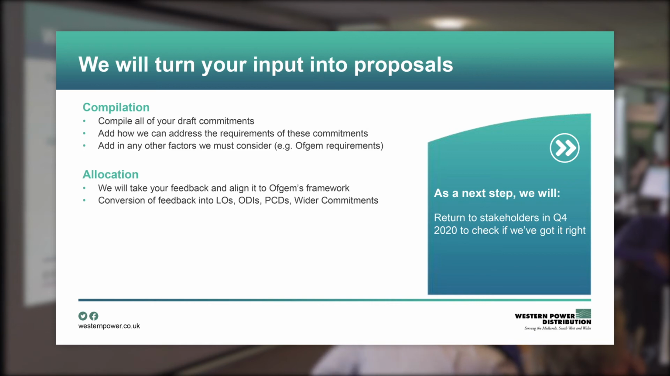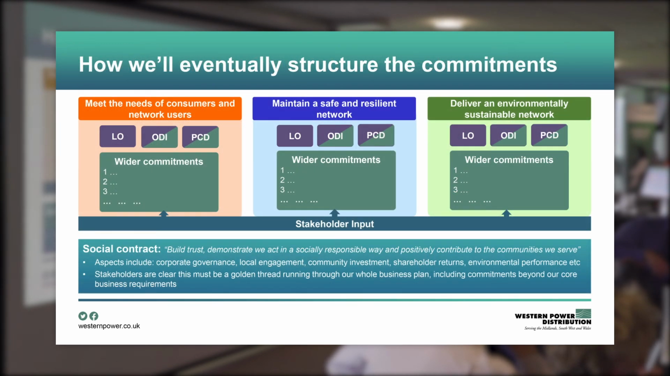What we will then do is compile all of that, add to it any regulatory driven activities that we have to fulfill, and we will allocate them into that framework that I've just talked about, and it will look something like this. This is what we're anticipating it might look like. So you'll have the 3 areas of outcome. Within each one of those areas, you will have licence obligations, incentives, deliverables. Some may be common across the industry, some could be bespoke, specified by ourselves. There may be other commitments that arise from our discussions and your input that means that we then have to specify wider commitments outside of that framework. So we want to capture those as well.